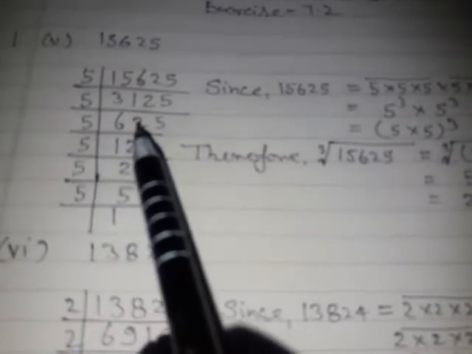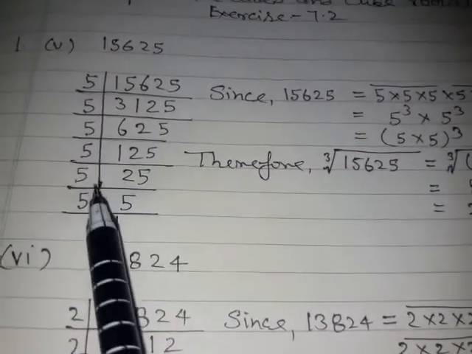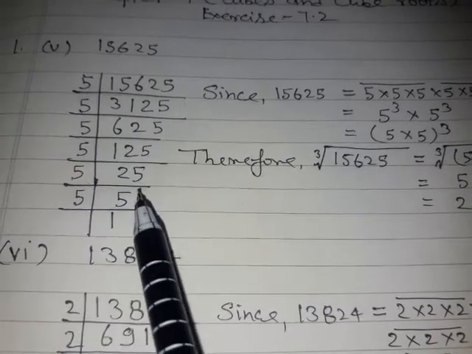5 1s are 5, 1 2 12, 5 2s are 10, 2 5s are 25, 5 5s are 25, 5 25s are 125, 5 5s are 25, 5 1s are 5.